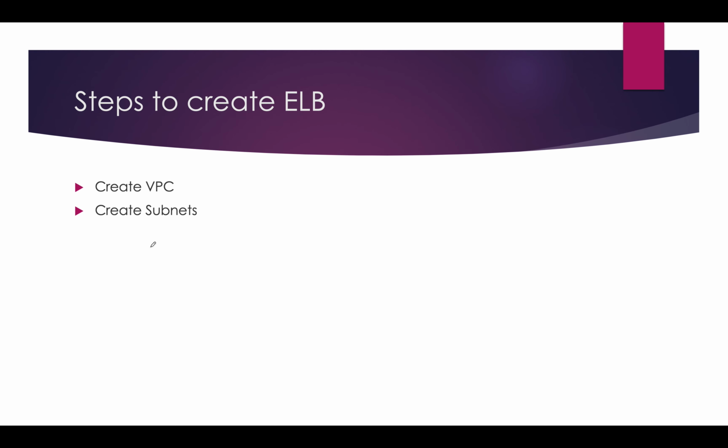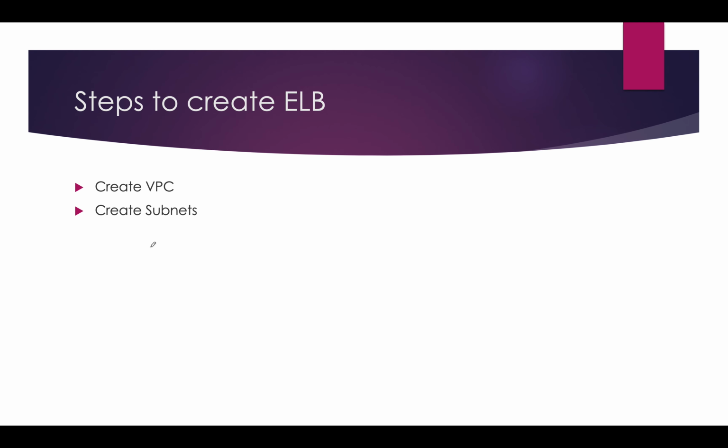Once you create the VPC, you need to create the subnets. You need to enable auto-assign IPs while creating the subnets, as explained for database servers, application servers and app layers. In this way you can create as many subnets as you want.